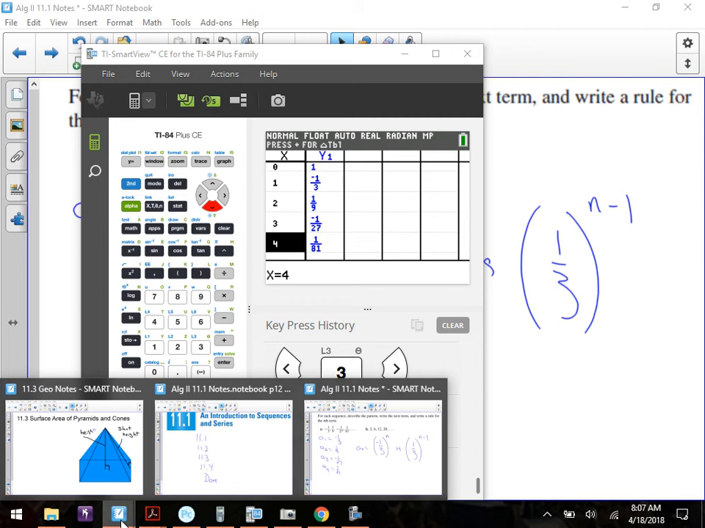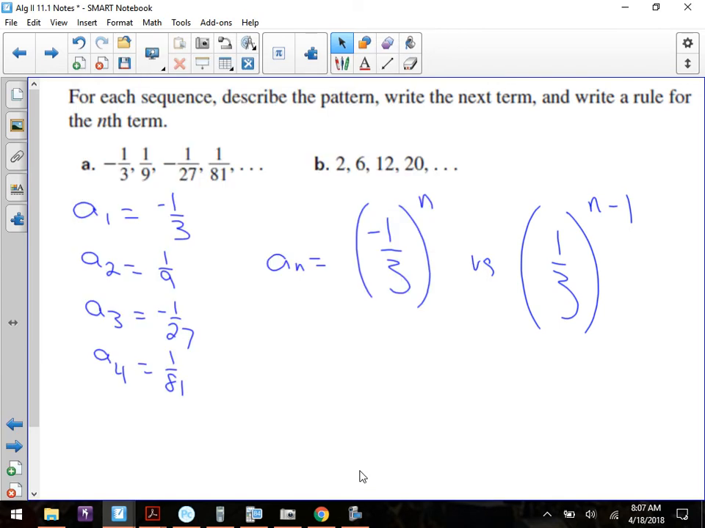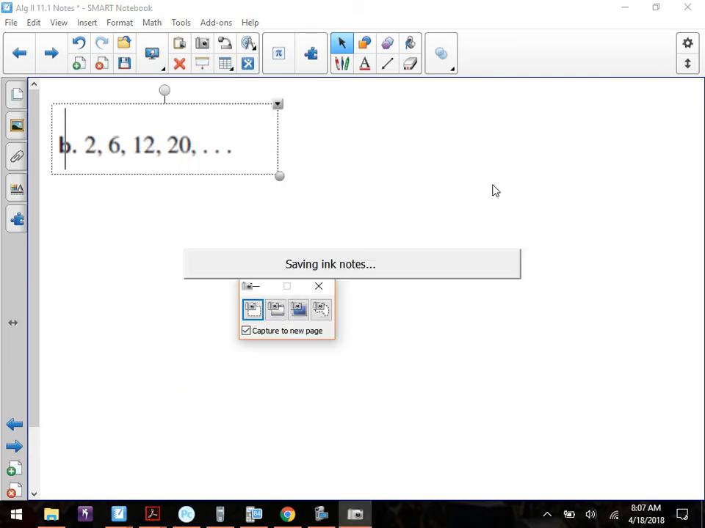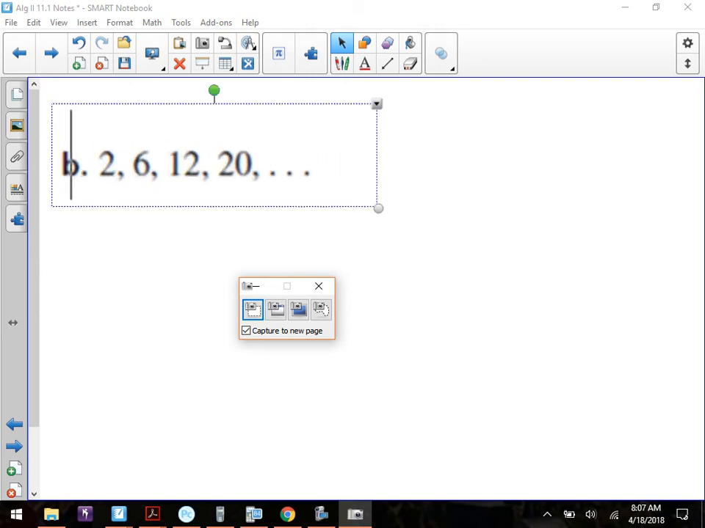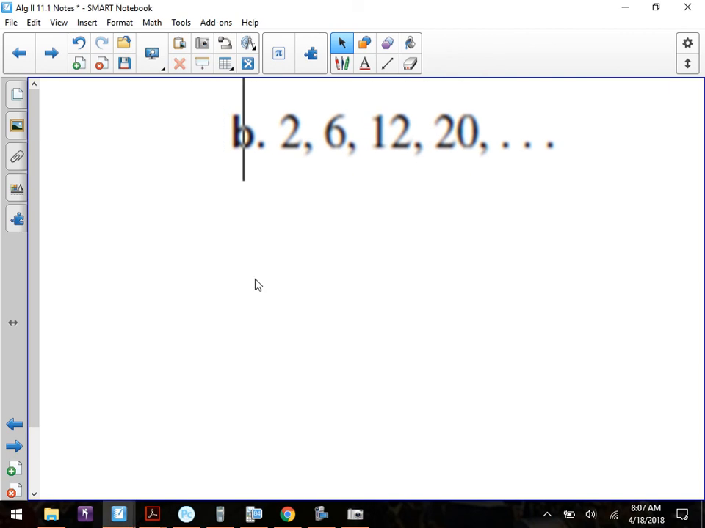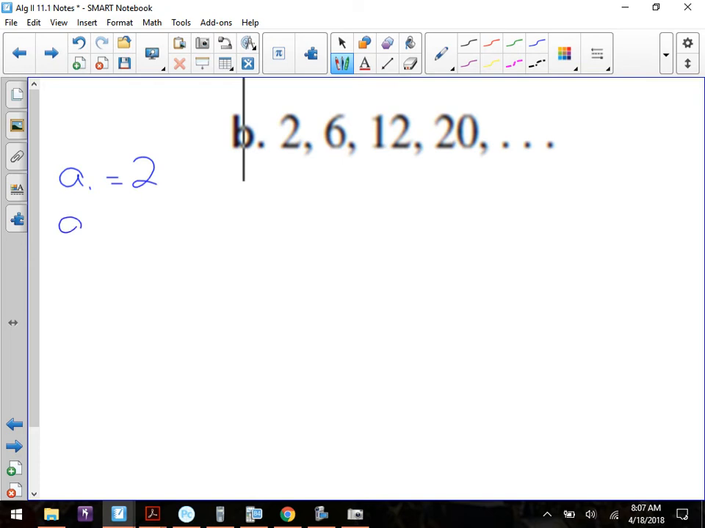So let's look at the other one. We have to describe the pattern for the next term. What I'm going to do is ask you to write the rule for the other term. So if I look at one like this, think of it in terms of the same way. Your first term is 2. Your second term is 6. Your third term is 12. Your fourth term is 20.